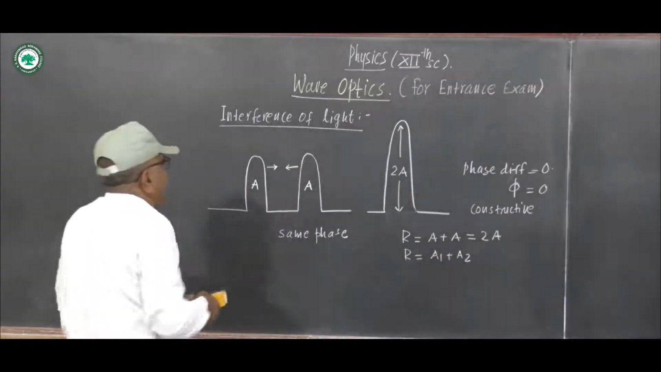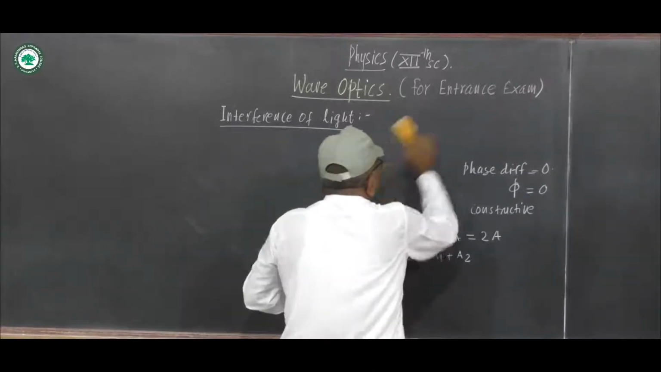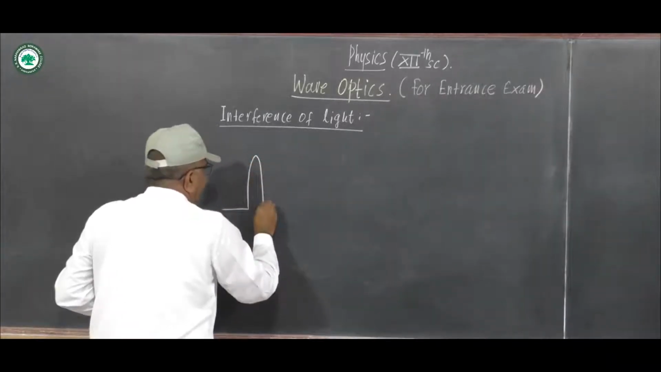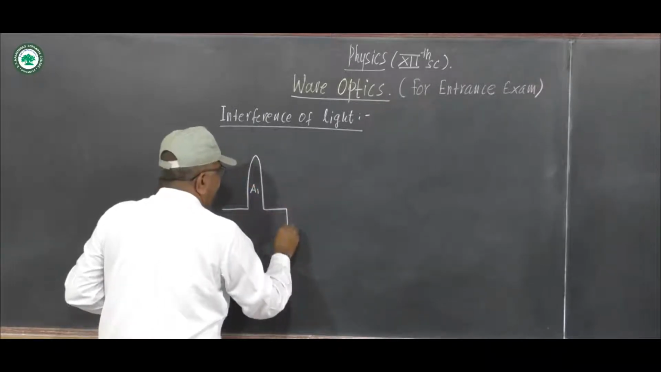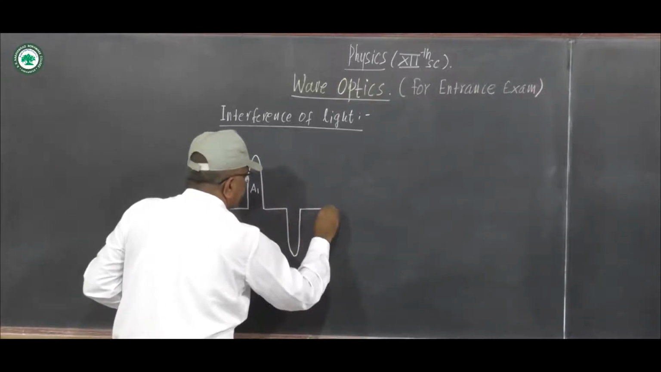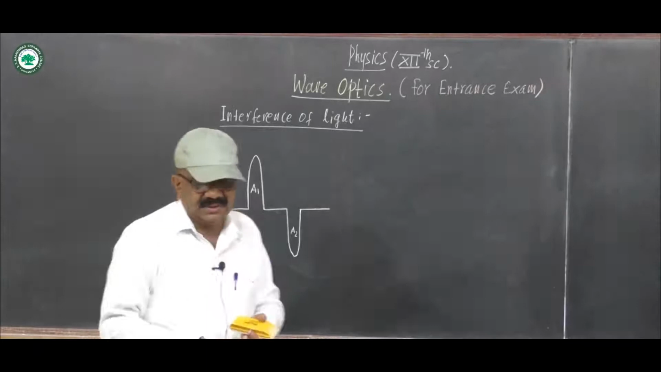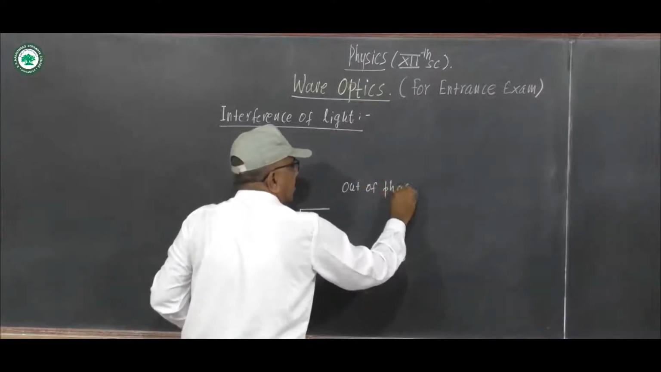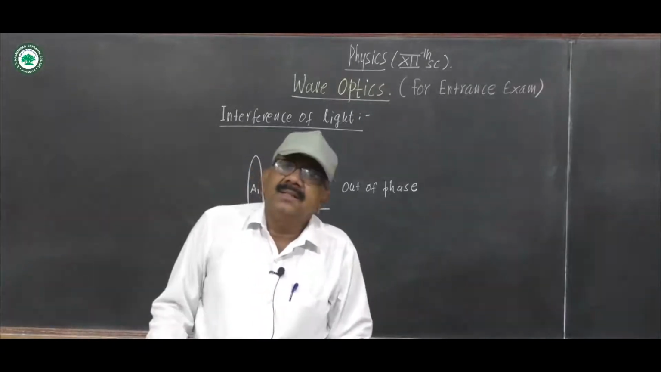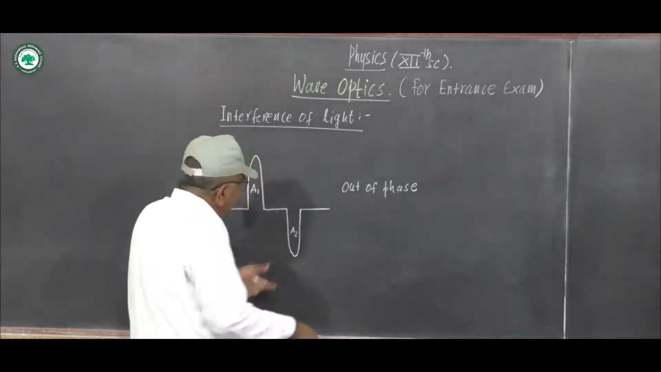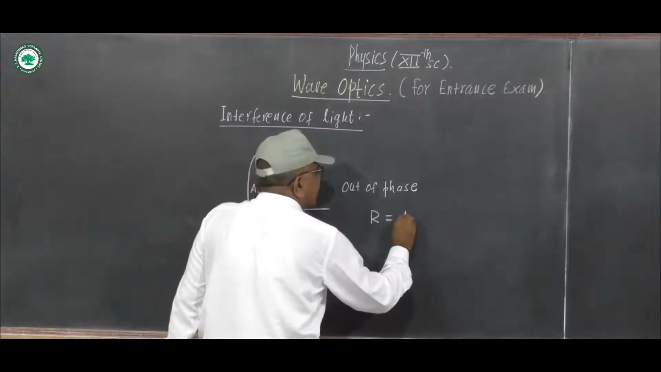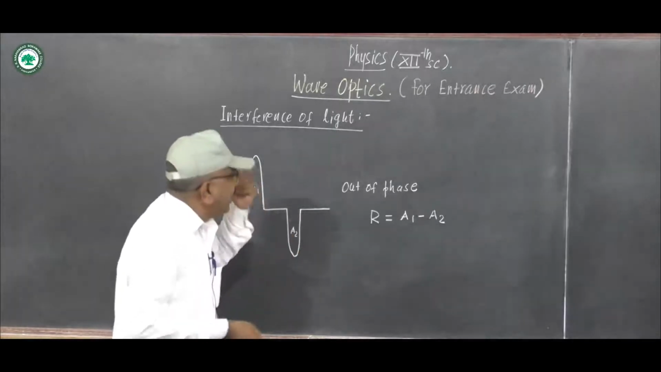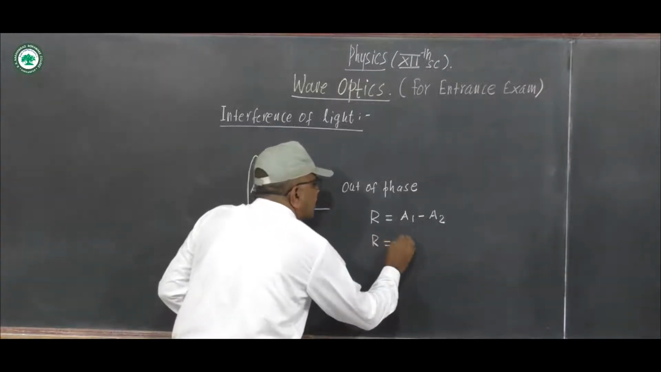If the waves are out of phase, see here the figures. Suppose this is the first wave having amplitude A1, second wave having amplitude A2. These are the two waves. These waves are out of phase. There is a cancellation of displacement and the resultant amplitude R is A1 minus A2. If these two amplitudes are equal, then the resultant displacement is 0.